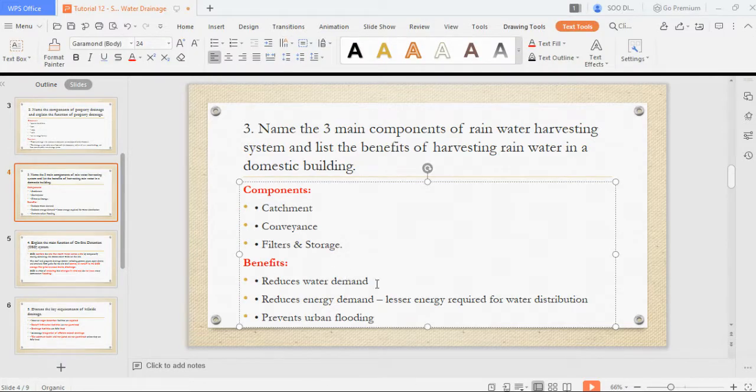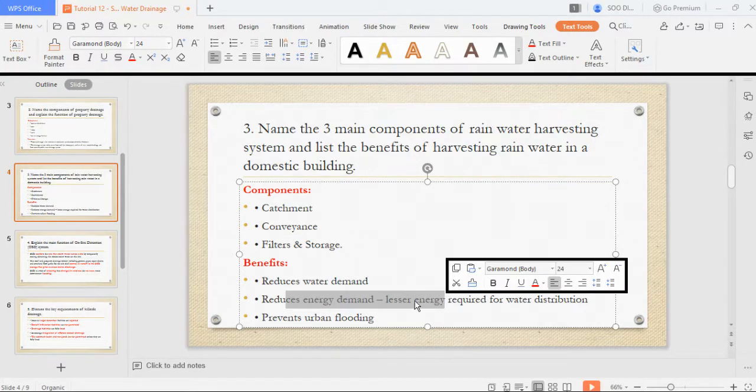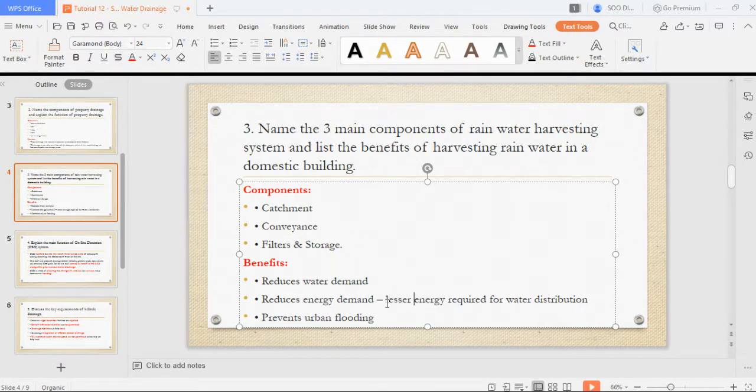Okay, so the benefit of harvesting rainwater is we actually reduce our water demand, meaning we don't have to open our tap and use up the water that has been filtered by our water treatment system. And then we reduce energy demand. So this is a case where less energy is required for water distribution. Because we use grey water, we reduce the energy demand in terms of the water treatment and distribution system.